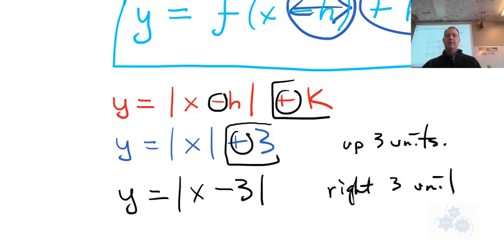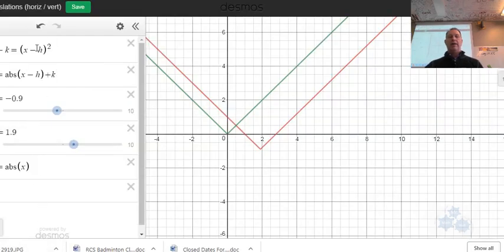3 units. Okay? So you may have seen this before in Foundations 20 or Pre-Cal 20, that inside the function here, if this is minus 3, that means it moves right. If it's plus 3, it moves left. So it's a bit opposite inside there. Okay? And we'll double check that.